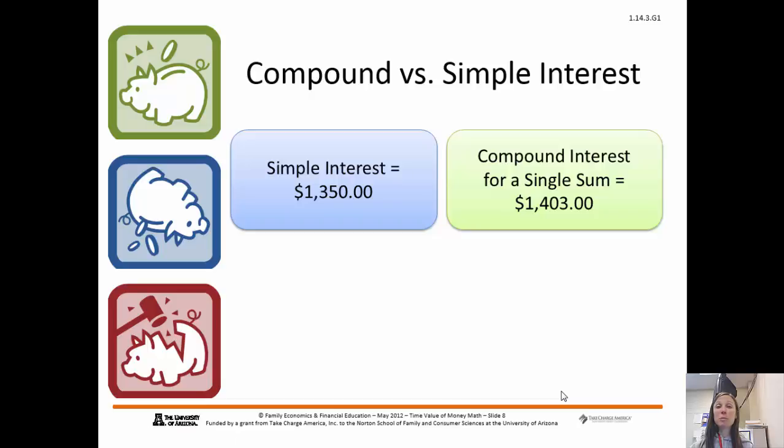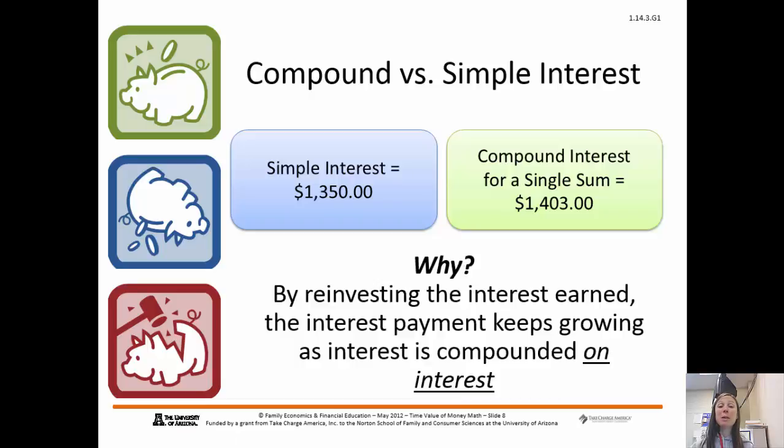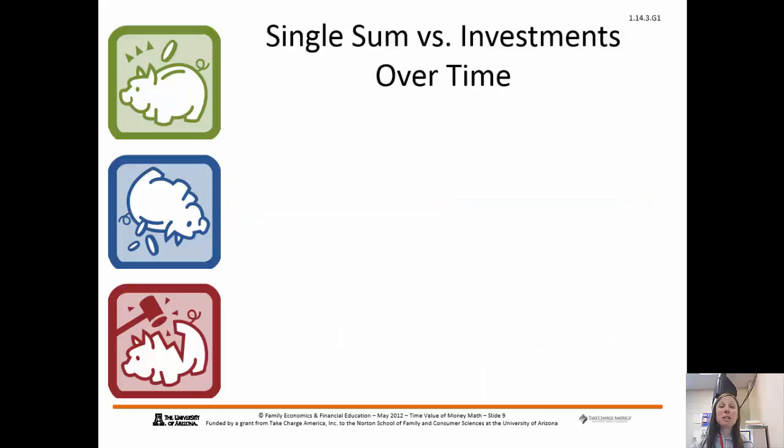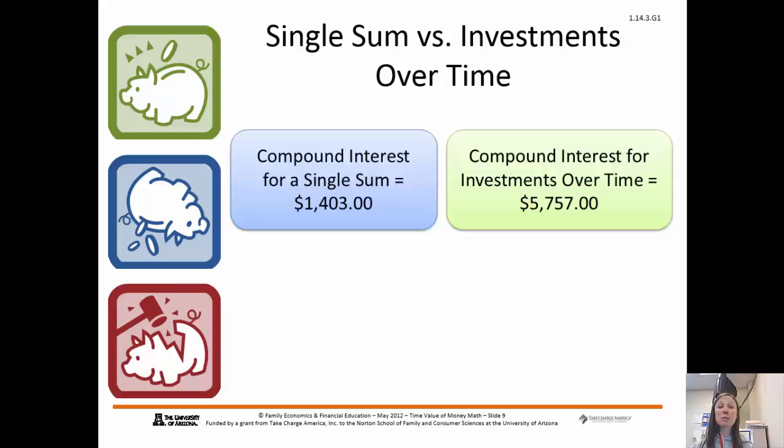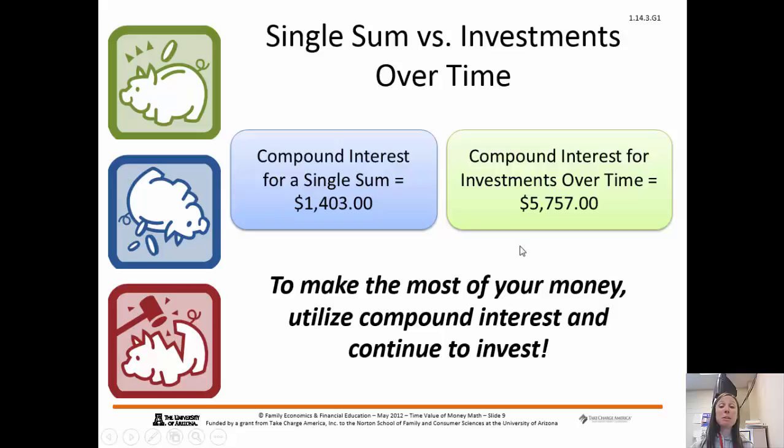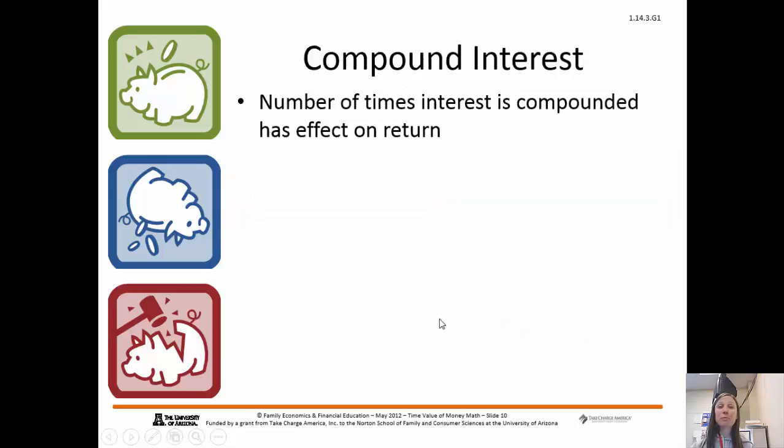So here you can compare those two, simple interest versus compound. Why? By reinvesting the interest earned, the interest payment keeps growing as interest is compounded on interest. The single sum versus investments over time, here's your compound and here is over time. And to make the most of your money, you should utilize compound interest and continue to invest. So don't just invest one time, but invest every month, every year, make it a periodic thing.